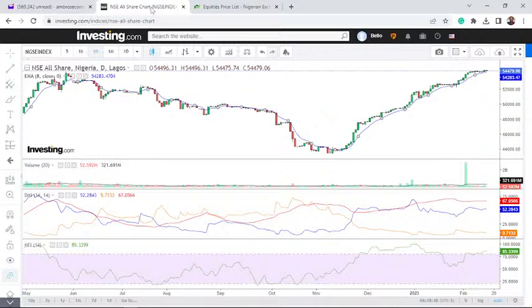And if you look, the market breadth is also slightly negative. We're having 8 losers against 5 gainers as we speak. Among the top losers, we're seeing NASCON topping, followed by International Energy, FCMB, Mansard, and Sterling. These are the top 5.